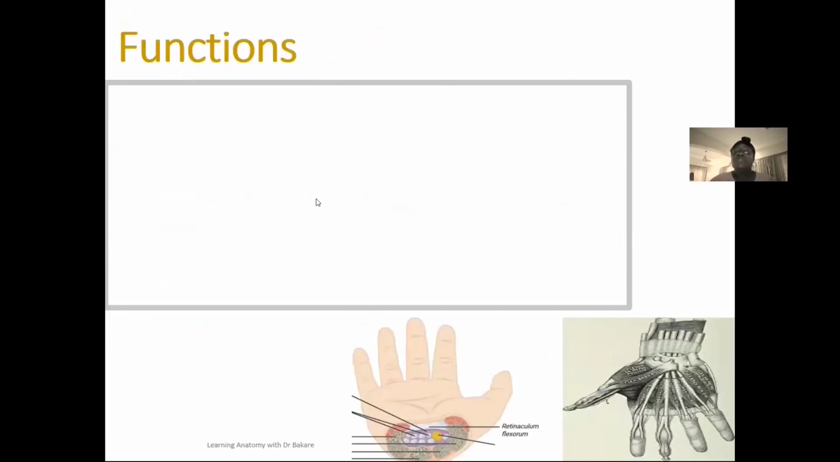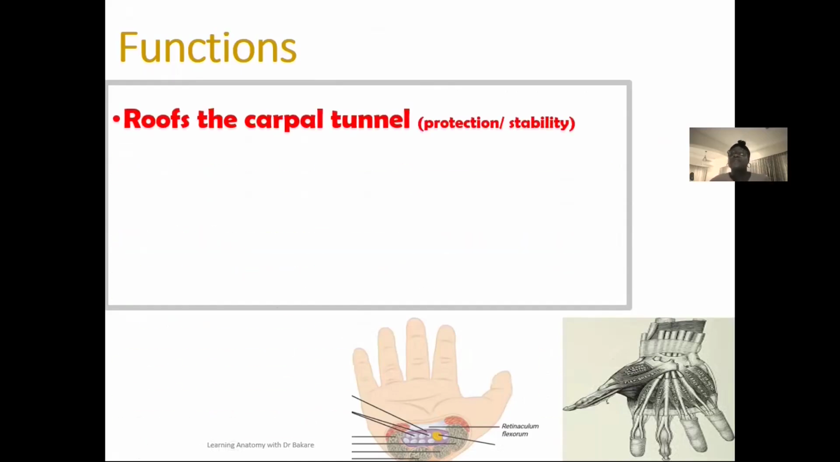Let's try and highlight the functions of the flexor retinaculum. And the first one we'll be describing here is the fact that it roofs the carpal tunnel. We already also highlighted this. We know that the carpal tunnel is seen to contain a number of structures, and this is where the flexor retinaculum is helping to protect these structures and also enhance their stability.